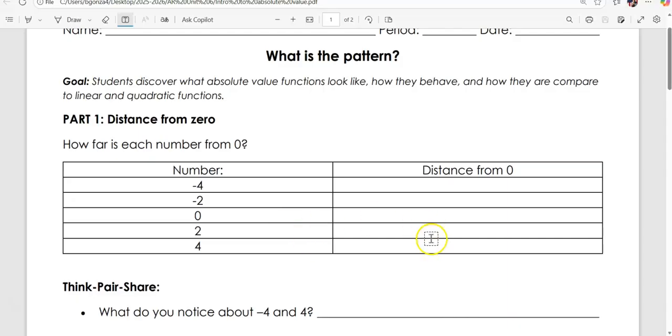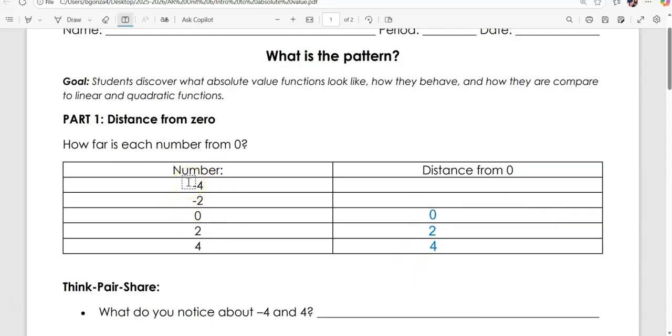Four! All right. That's easy. Four is four away from zero. There's only one number to remember, and it's four. What about, let's do two. How far is two away from zero? Two. Okay, these are too easy. What about zero? How far is zero away from zero? Okay, zero.